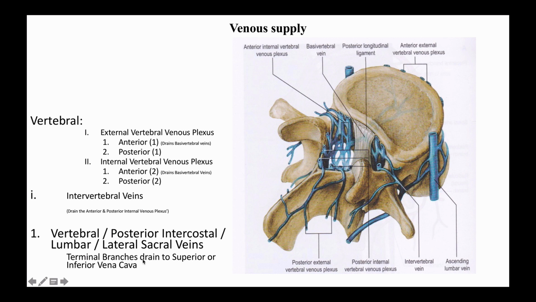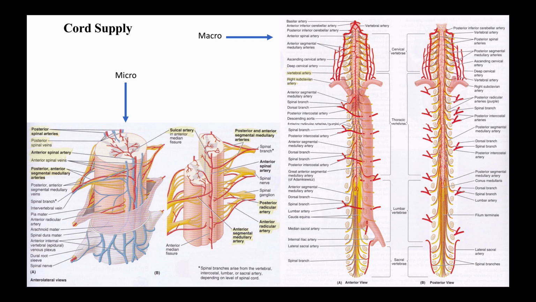Those are the terminal branches that drain, and they'll drain to either the superior or inferior vena cava, depending on where they're at. There are also some other blood vessels that they could drain into, but that's probably a little bit past our scope.